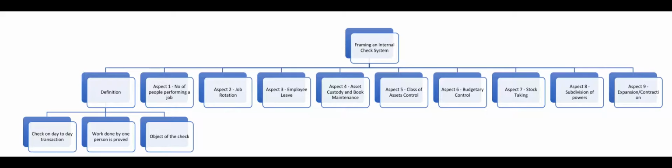The eighth aspect is the way the financial or administrative powers are subdivided within the organization. It has to be done in a very judicious manner, and it should also be reviewed periodically, with scope for changing the way it is subdivided. The last aspect is connected to this previous point. The expansion and contraction of the management and the system should correspond to the size of the organization. The organization may be a small startup concern, and within 6 months it might expand into a bigger company. The check system framed for a smaller startup will not be suitable for a bigger concern when it grows, so it has to be appropriately expanded to meet the requirements.